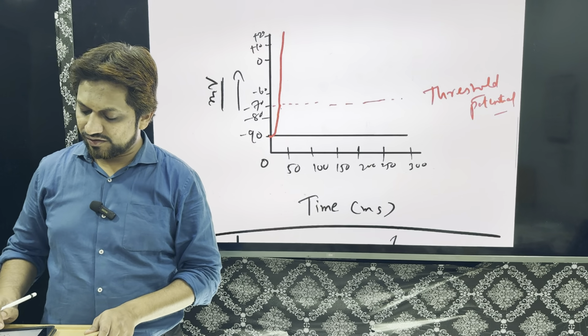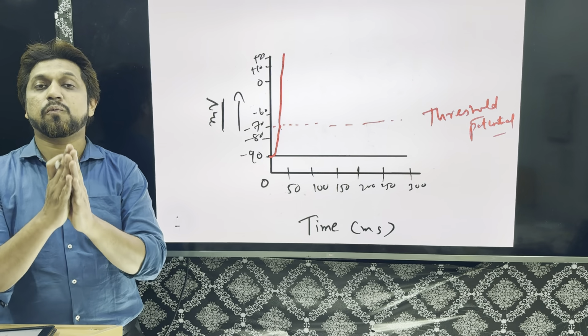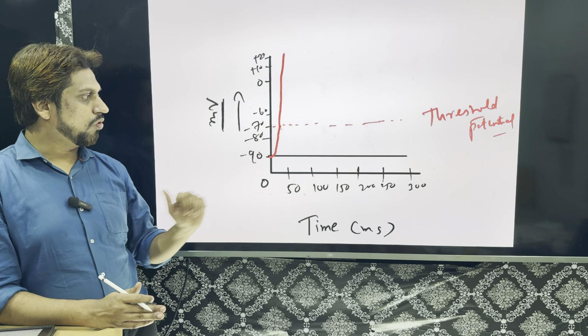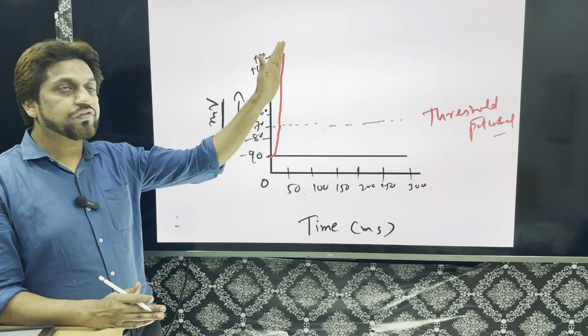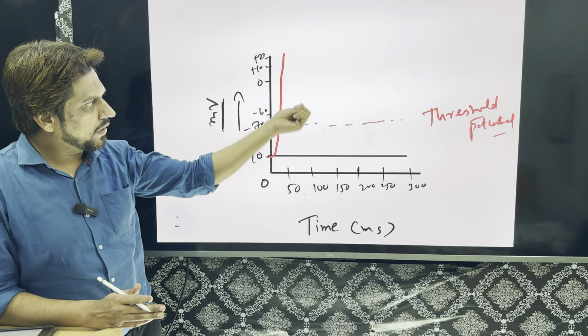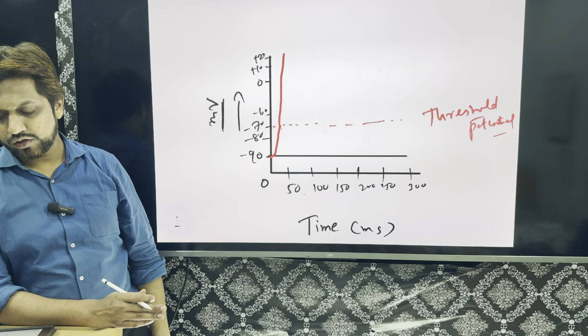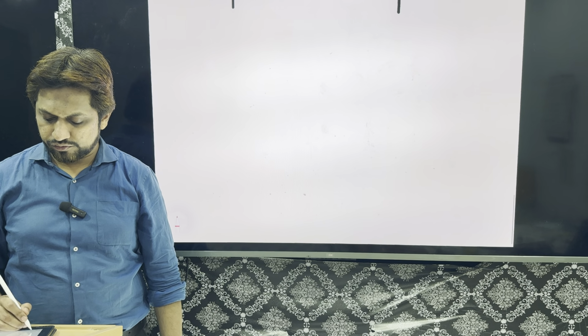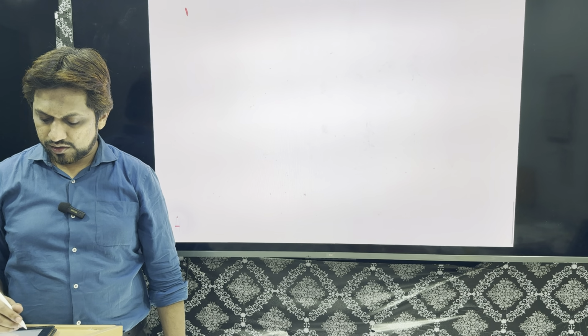At the resting condition, the cell is said to be in a polarized state. So from the polarized state of minus 90 millivolt, when it becomes positive, it is called depolarized. And when again it comes back, it is called repolarization. Basically, I'll show how these sodium channels open and close.